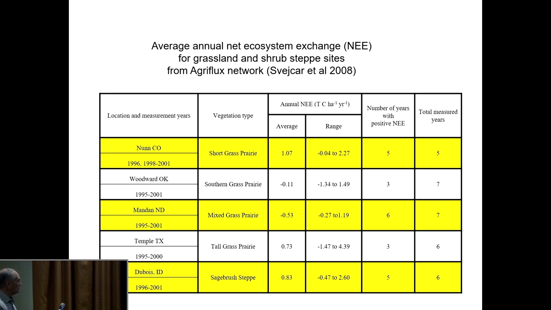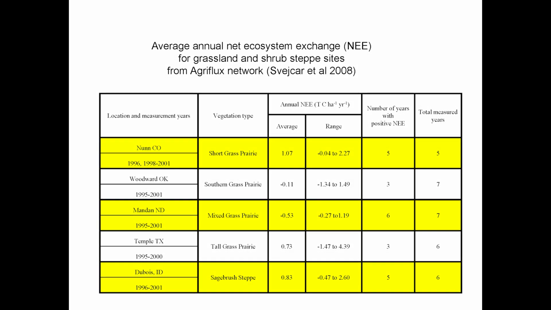Mandan, North Dakota, mixed grass prairie, tall grass prairie. This one was interesting. They burned it right before they started, and they got some huge numbers. They had 4.5 tons of carbon per hectare per year because they burned it and they got some rainfall that year. So it did really well, stimulated the growth. But even in tall grass prairie, only half the time were they net positive.